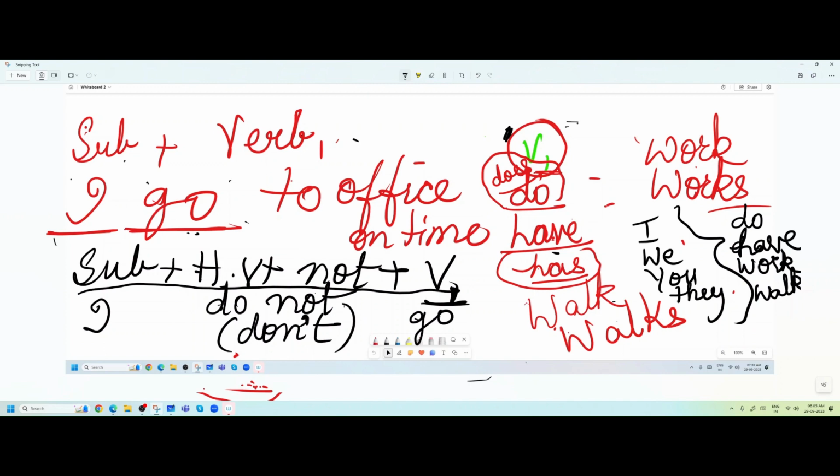Now, I want to make a question out of it. So what do I do? The structure now changes. What is the structure? First, you get the helping verb, then your subject, again the verb in the first form. Clear? Again the subject verb agreement. So what is my do? Do you? The question. Now, in order to frame a question, you are using do. Do you go to office on time?